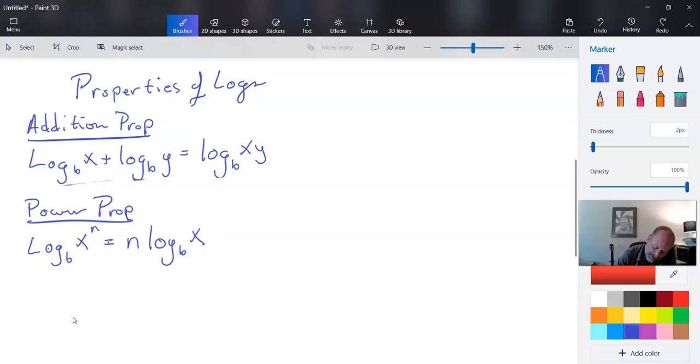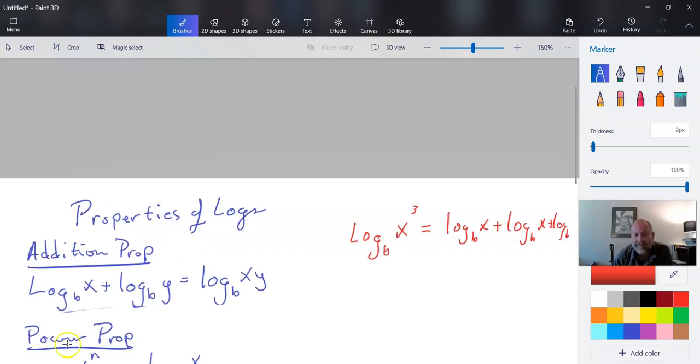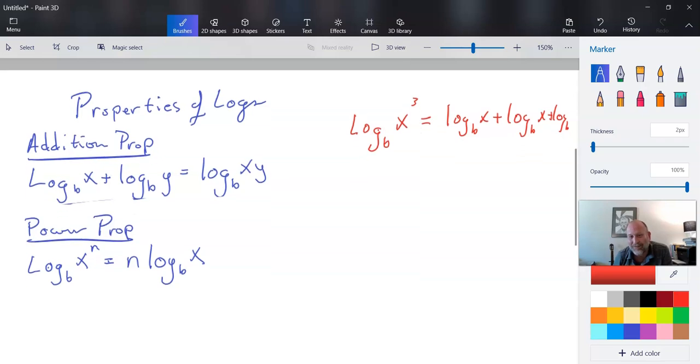First of all, it's probably easier to see if I just use a number instead of n. So let's say I have log base b of x to the third. Well, the addition rule says that I can split this up to log base b of x plus log base b of x plus, I ran out of room. Hopefully you have the idea there.